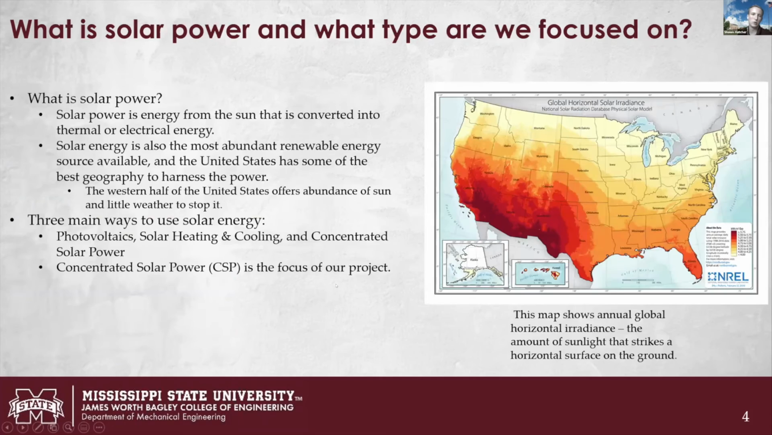But why are we focused on solar power, and what is it exactly? Solar power is the energy from the sun that's converted into thermal or electric energy. Also, solar energy is the most abundant renewable energy source that we have in the United States. As you can tell in this picture on the right, this demonstrates the solar concentration throughout the entire US. As you can tell, the western half of the United States has an abundance of sun with also little weather to stop it.